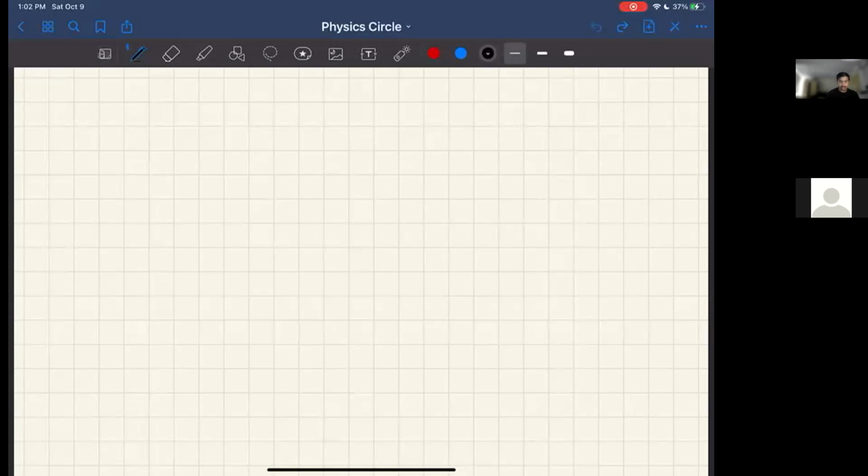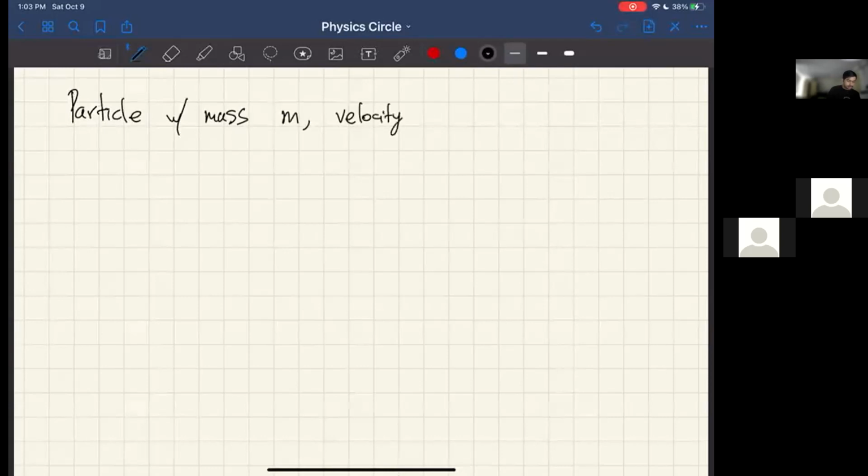So let's just get started with the basic concepts of momentum. As you all know, as you hopefully all know, if you have a particle with mass m and velocity v, then its momentum, which we usually denote as vector p, is simply mv.